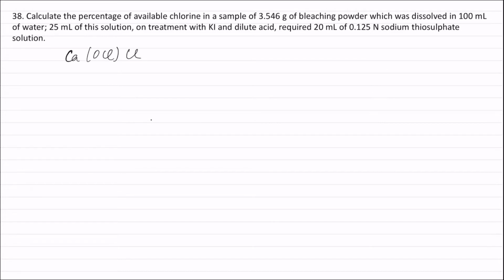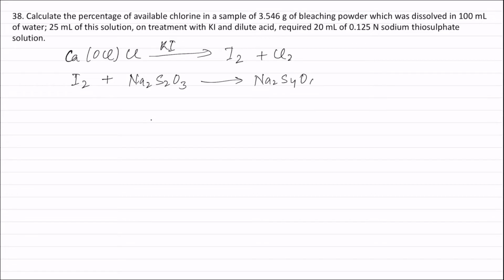Now bleaching powder, that is CaOCl2, when treated with potassium iodide will liberate iodine and chlorine gas. Now this iodine on treatment with sodium thiosulphate, that is Na2S2O3, will form Na2S4O6 plus NaI.